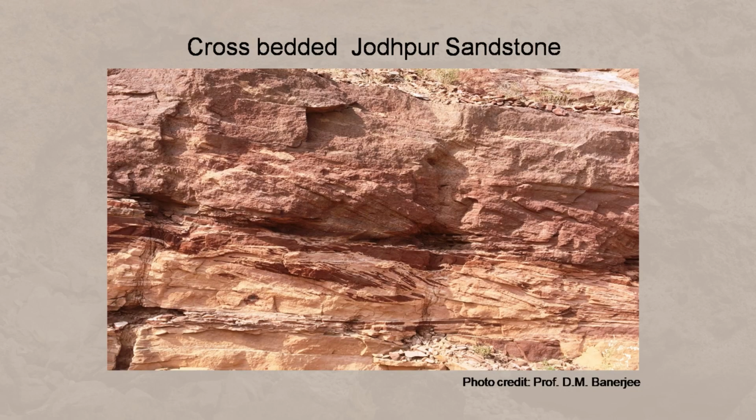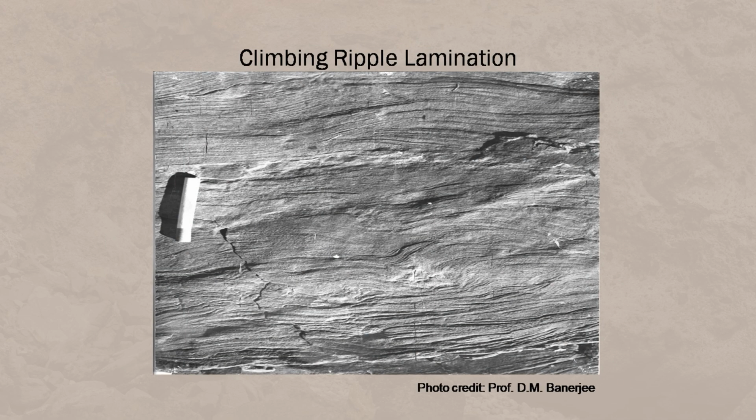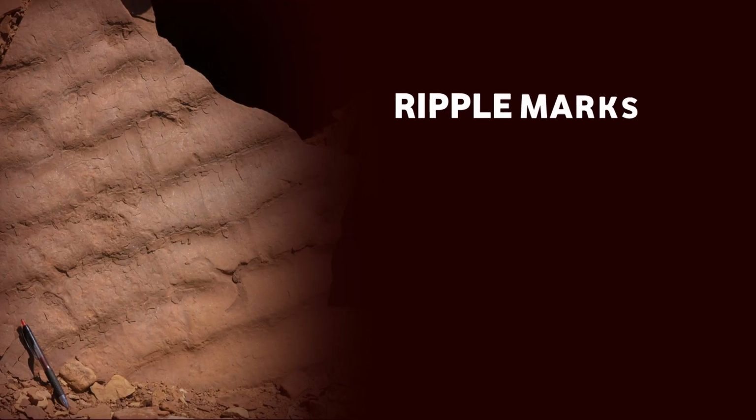Another very good example of cross bedding with a thin layer of foreset bedding is from Jodhpur sandstone, reddish color, ferruginous sandstone, where you can see the cross beds. Another one is ripple lamination. These ripples form cross beds, and the cross beds form ripples. So it is a mixture of ripple and cross bed, and it gives rise to what we call climbing ripple lamination. Another type of structure is ripple marks.